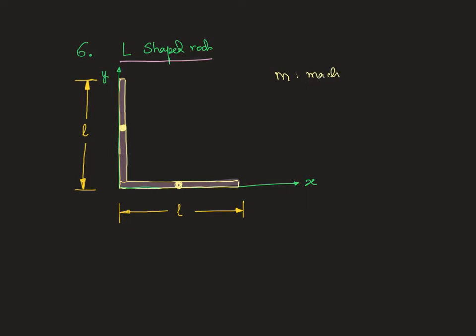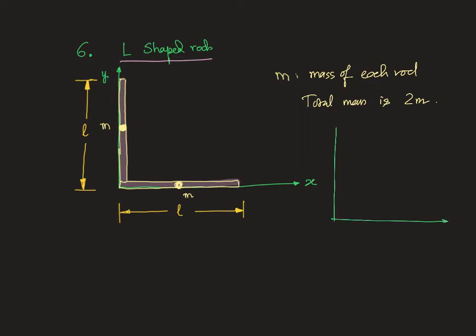So suppose m is the mass of each rod. So m and m, the total mass is 2m of this L-shaped rod. So actually what we have done is that we have replaced the rods by point masses at their center of mass. This can be done for calculation of center of mass.